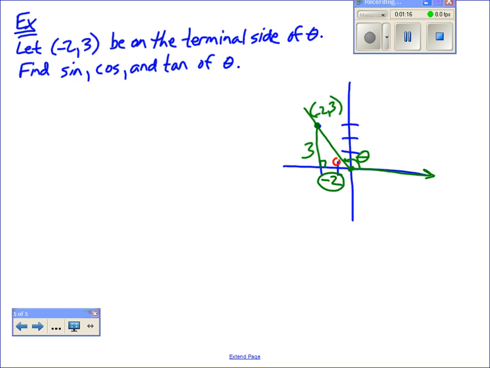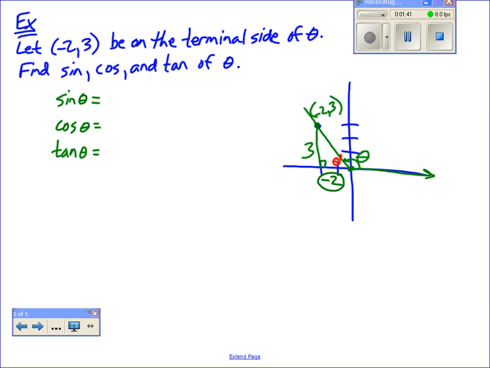So we name this theta prime, and we're going to use theta prime to find the sine of theta, and the cosine and the tangent. So here we go. Sine of theta, cosine, tangent. Now you notice we don't have our hypotenuse yet.